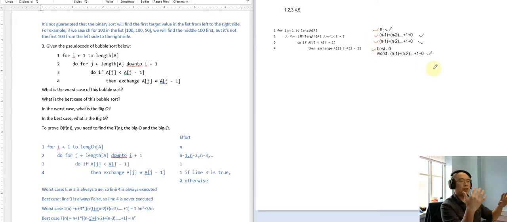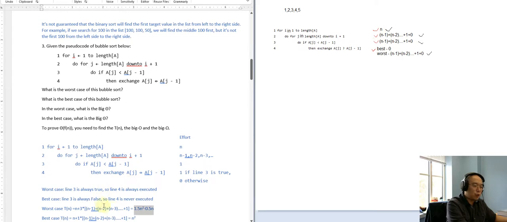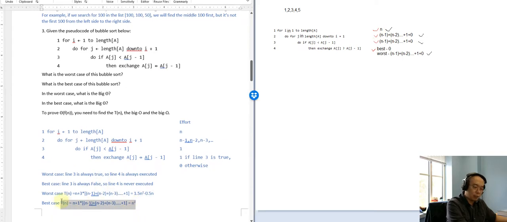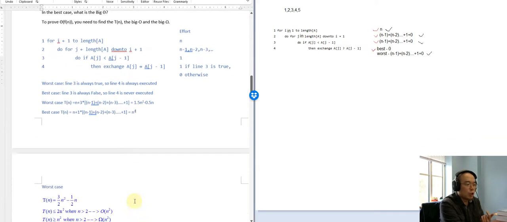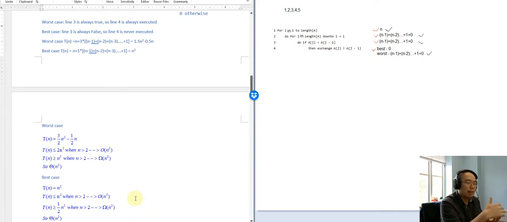So this means we won't touch line 4 at all. So if you just add all those 4 values, then you are going to have the T(n) as n squared. Okay, so that is the T(n) for the best case and the worst case. And the next part will be, well, after you have the T(n), and this is a polynomial of n already, you have to find a lower bound and the upper bound.